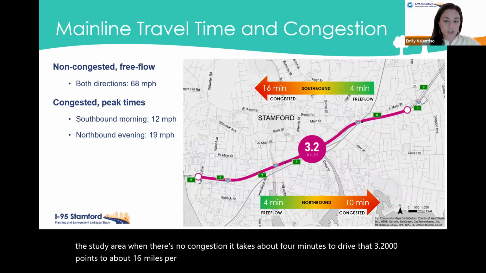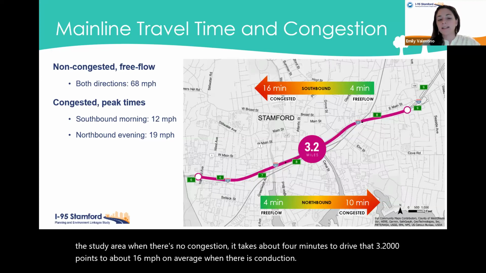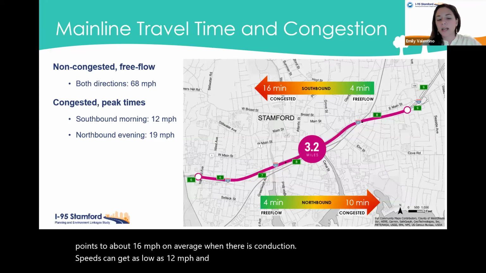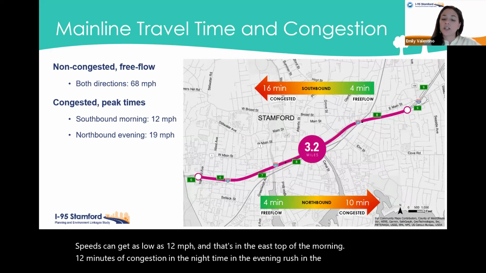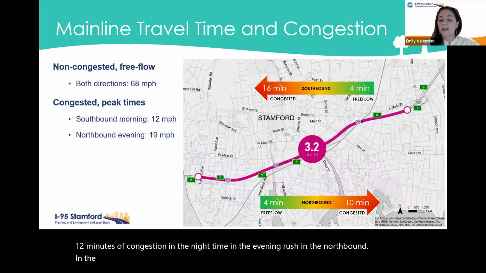When there is congestion, speeds can get as low as 12 miles per hour, and that's in the southbound morning peak hour. That takes 16 minutes to drive those same 3.2 miles, and that equates to about 12 minutes of congestion. In the evening rush in the northbound, the congestion is about 10 minutes, and that equates to 6 minutes of congestion.